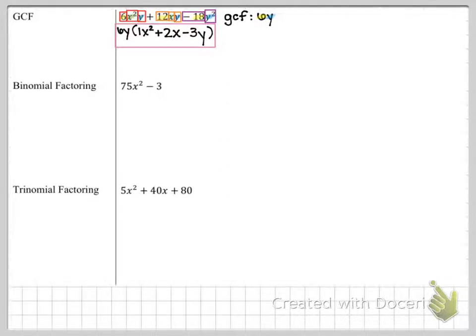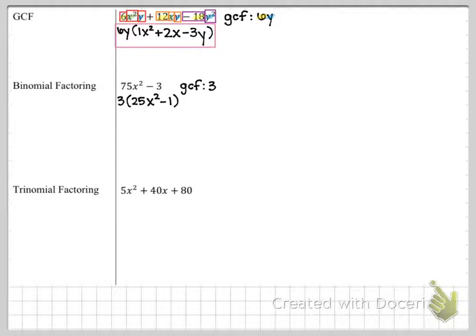Okay, take a look at number 3, or, excuse me, the binomial factoring here. So GCF, well, the numbers are all divisible by 3, and there are no variables that I could take out. So I'm going to take that 3 out, and I'm going to divide. So 3 goes into 75 25 times, and then I still have the x squared, and then 3 goes into negative 3, negative 1. Now we're not quite done.